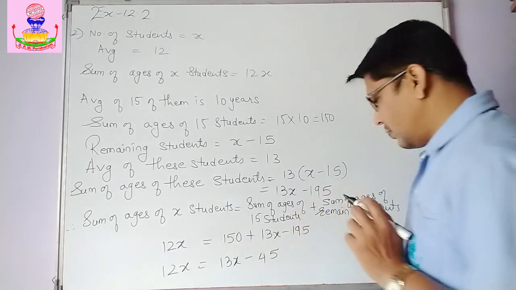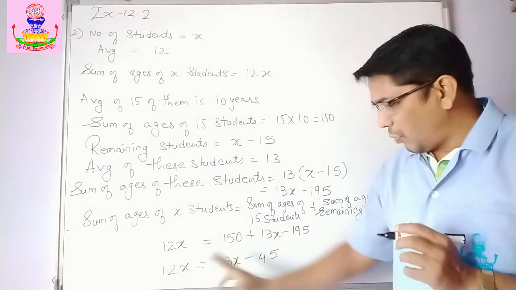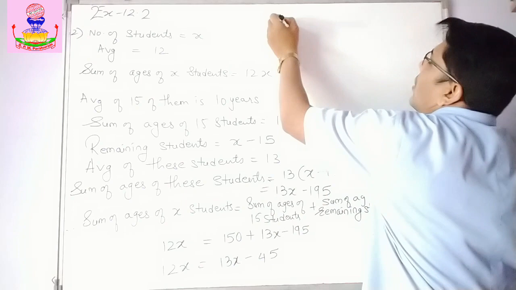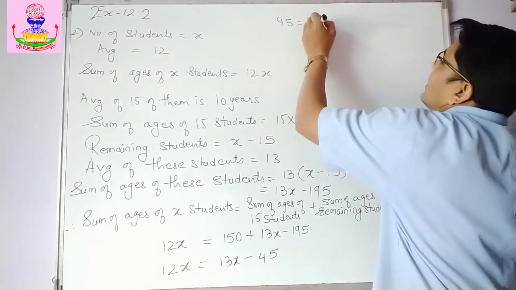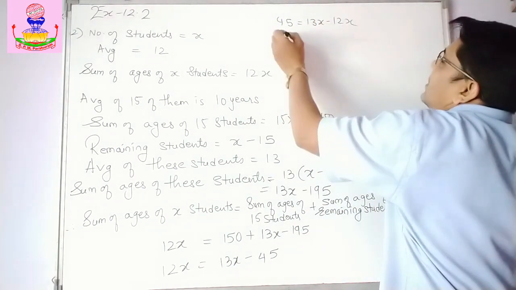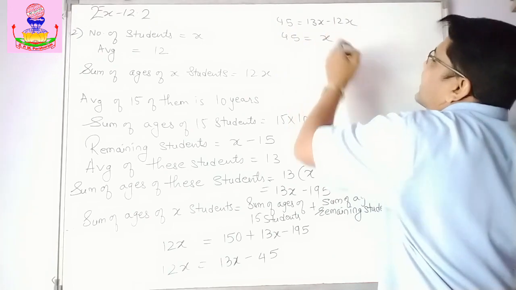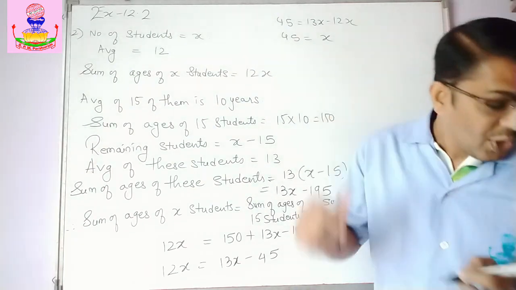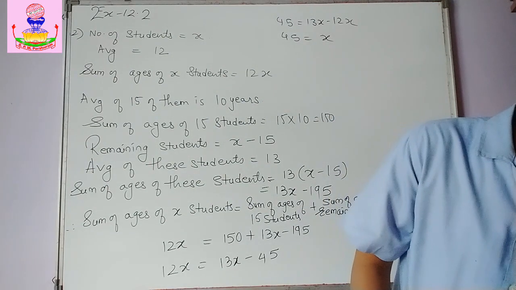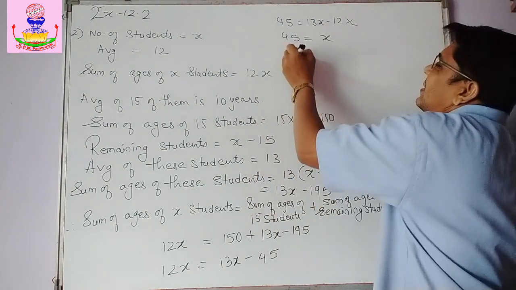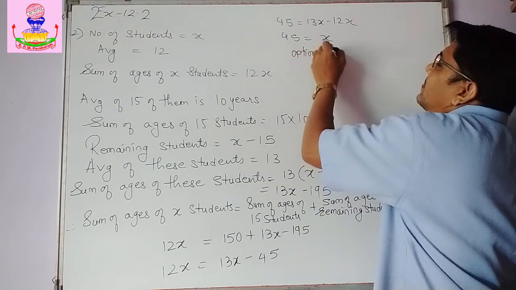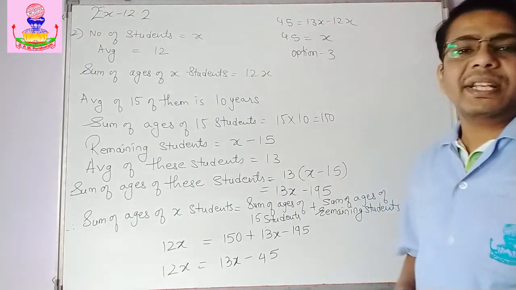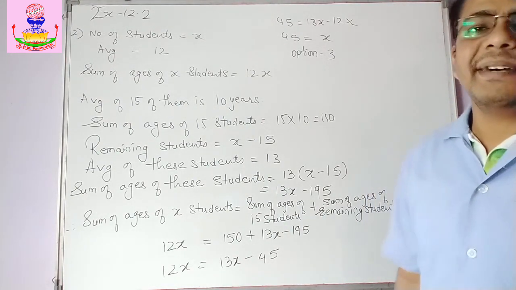Now bring this 45 to this side and 12x to this side. So 45 is equal to 13x minus 12x, so 45 is equal to x. What is x? The number of students. And so option number 3 is the answer. So let's move to the next example.